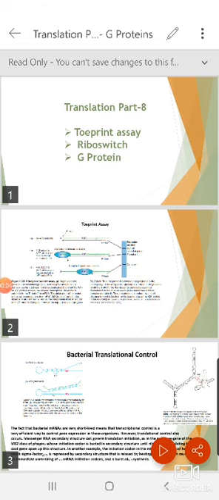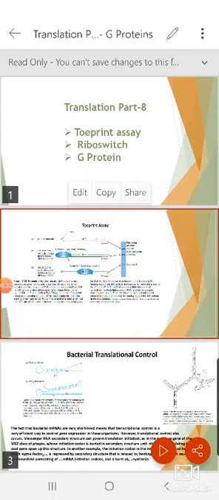The last part of translation is translation regulation. We will discuss some critical assays, such as the toe print assay, then a regulation named riboswitch, and the different G proteins which play a crucial role in translation and how they function. We will start our discussion with the toe print assay.